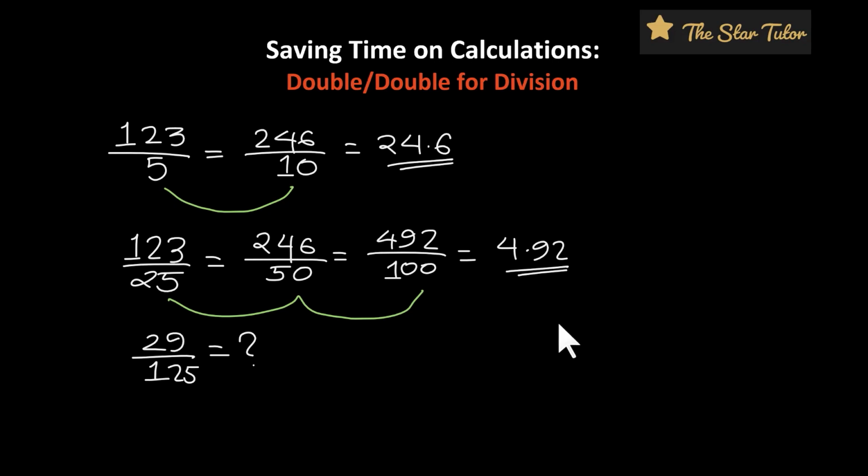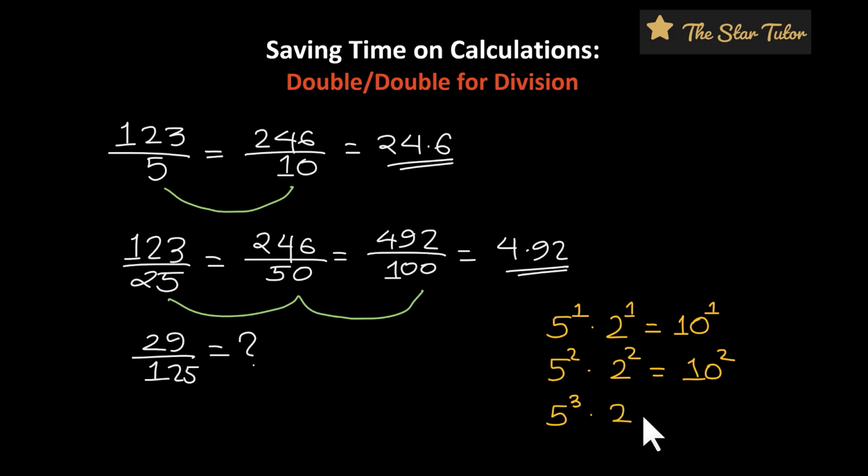In the first example, our divisor was one single 5. So we doubled only once to get a power of 10. In the second example, we have two 5s. 25 is 5 squared. So we needed to multiply by two 2s, or double twice, to get a power of 10. And in this example, we are dividing by three 5s, or 5 cubed. So we need to double three times to get a power of 10 in the denominator. And as you know, it's much easier to divide by a power of 10.